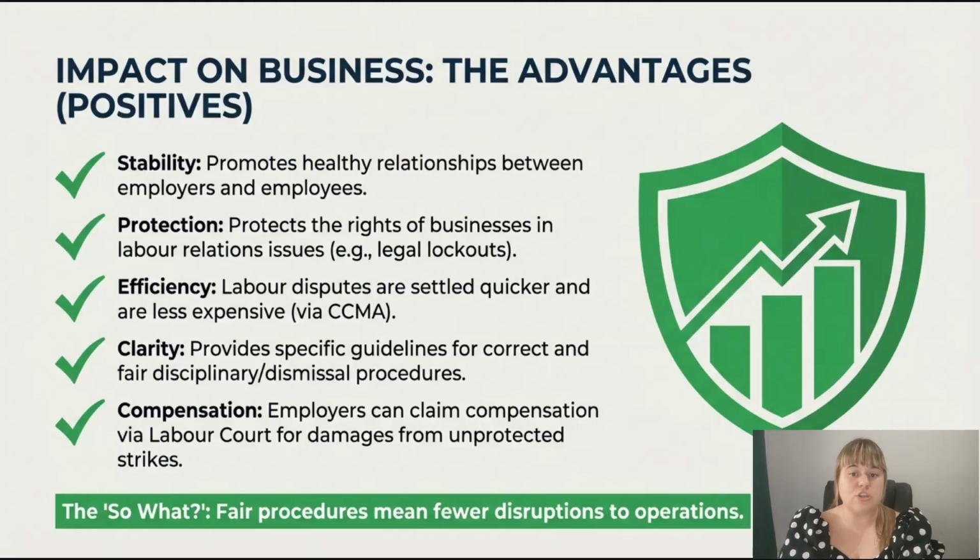Protection: this protects the rights of the business in labor relations issues, like legal lockouts. Efficiency: labor disputes are settled quicker and are less expensive than going to the CCMA. Clarity: it provides specific guidelines for correct and fair disciplinary and dismissal procedures. Compensation: employers can claim compensation via labor court for damages from unprotected strikes. And then at the bottom, fair procedures mean fewer disputes to operations.